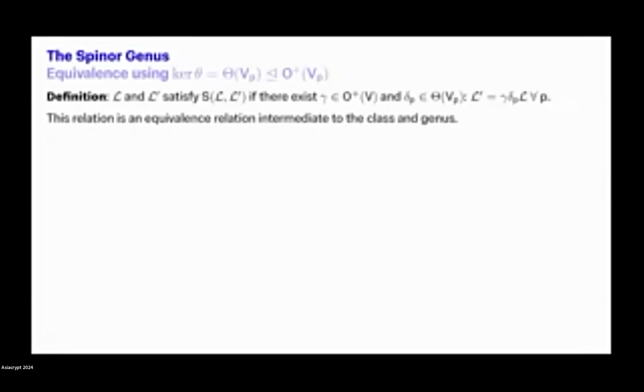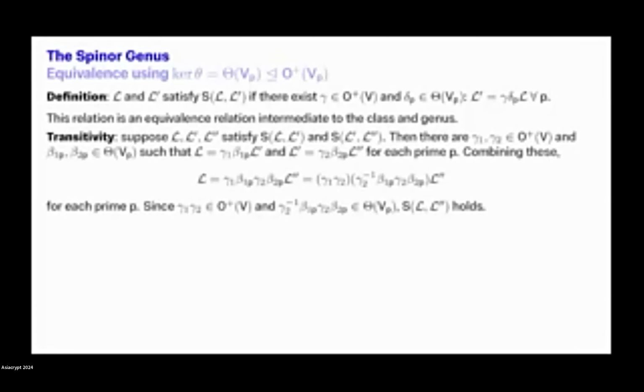One can see that this is an equivalence relation intermediate to the class and the genus as follows. So suppose delta P were the identity matrices for all P. We would then have that L dash equals gamma times L, and that is simply the definition of the class. Similarly, if gamma were the identity, we would have L dash equals delta P times L for all P. And these delta P are elements of O plus V_P. So this is similar to the definition of the genus. I won't go into the detail, but one can see that this is an equivalence relation.